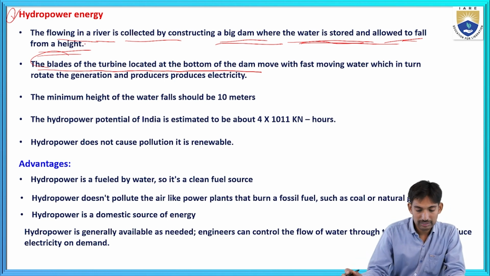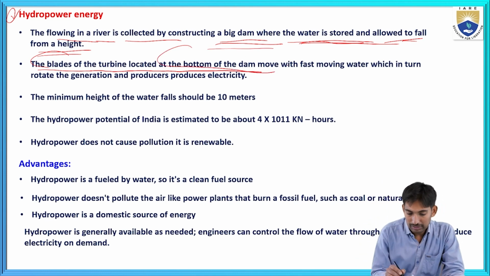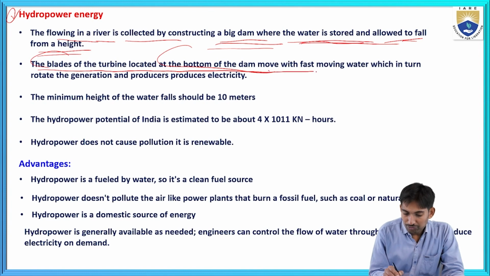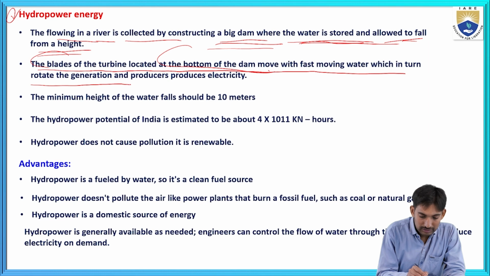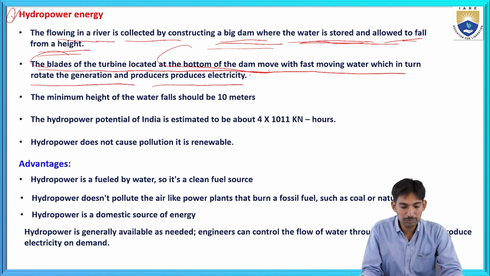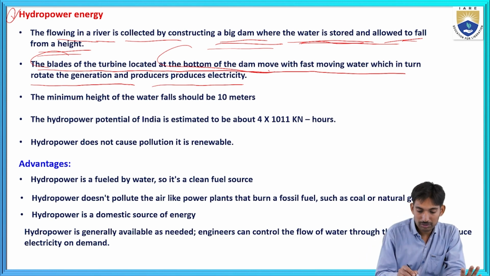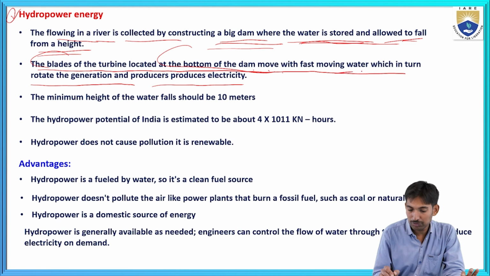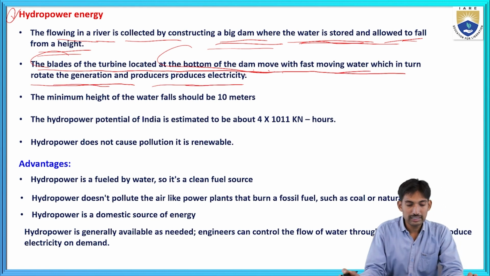The blades of the turbine are located at the bottom of the dam. They move with the fast moving water, which turns the generator blades and produces electricity.